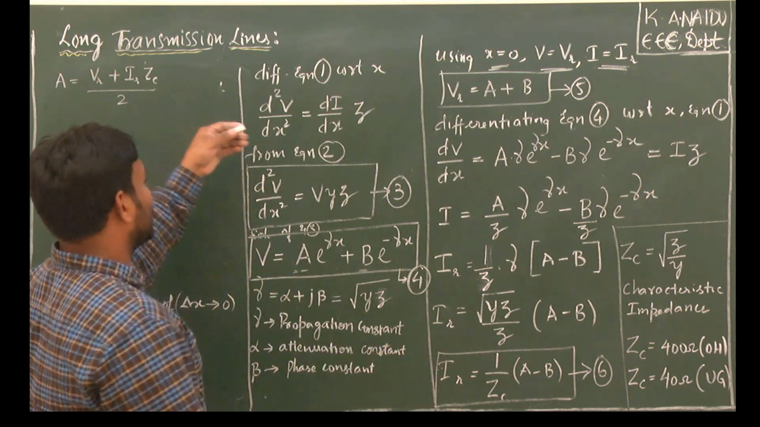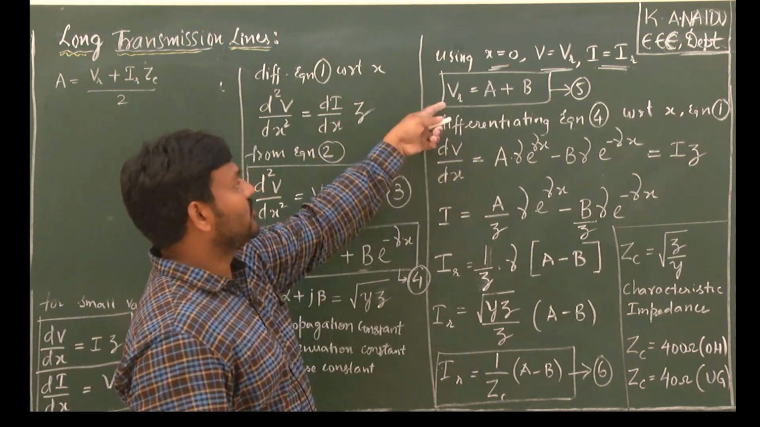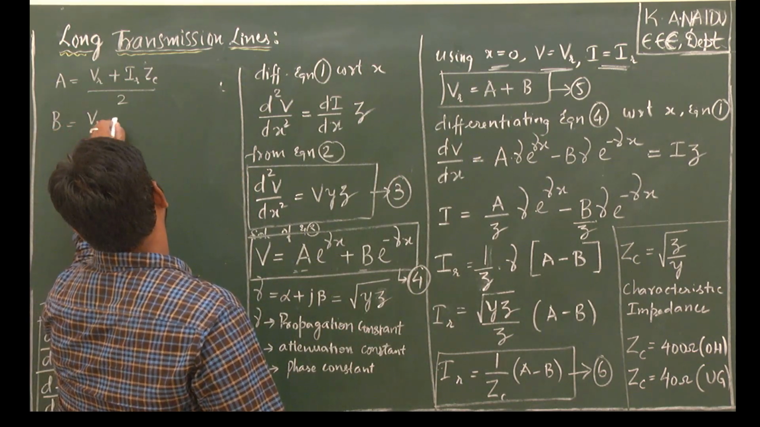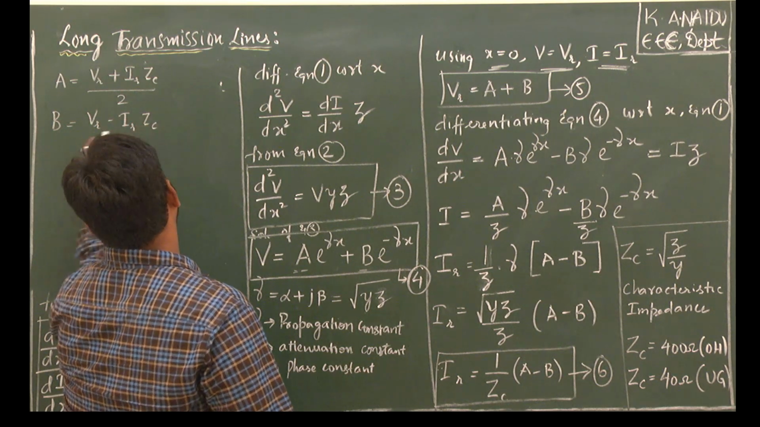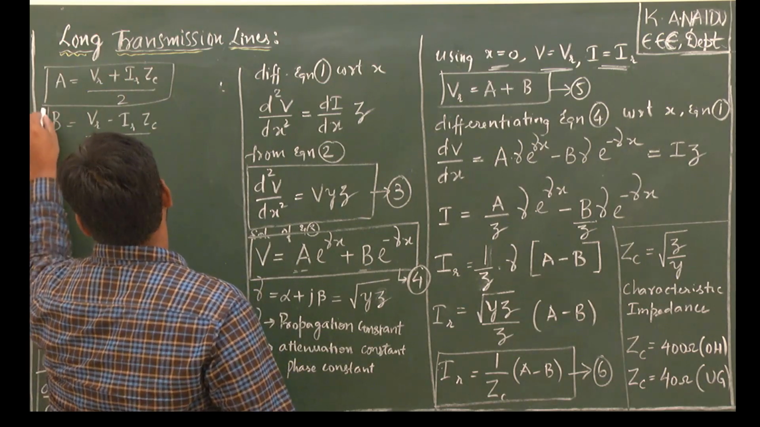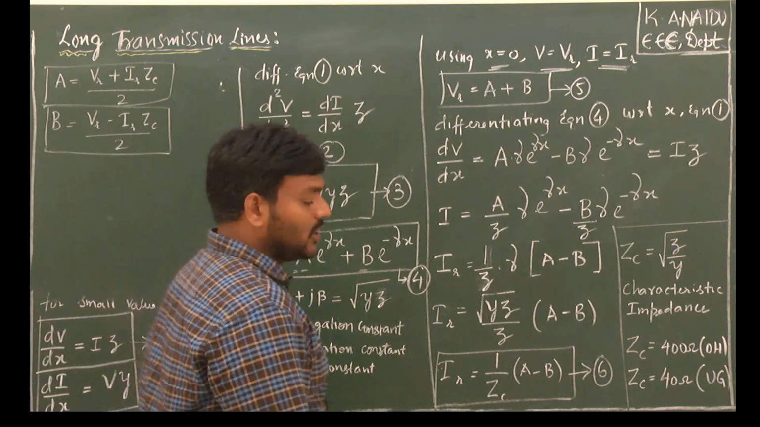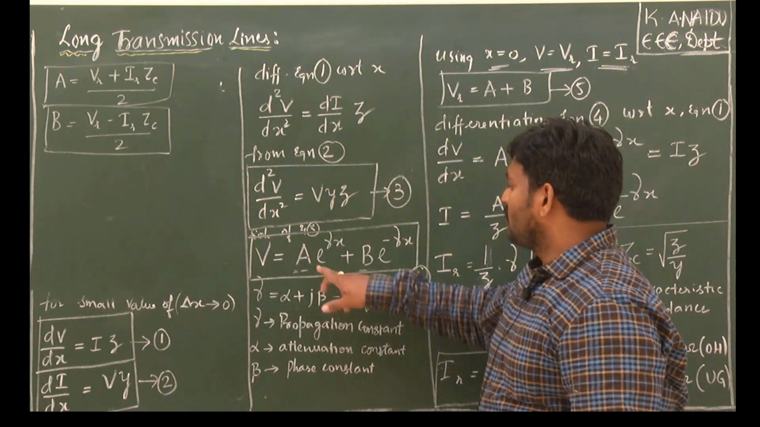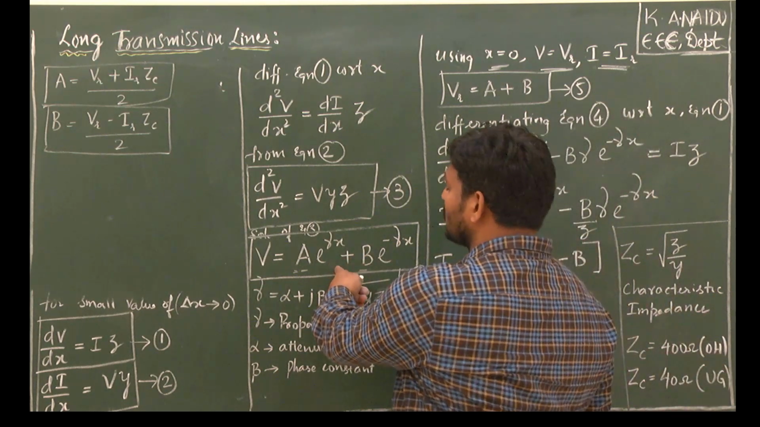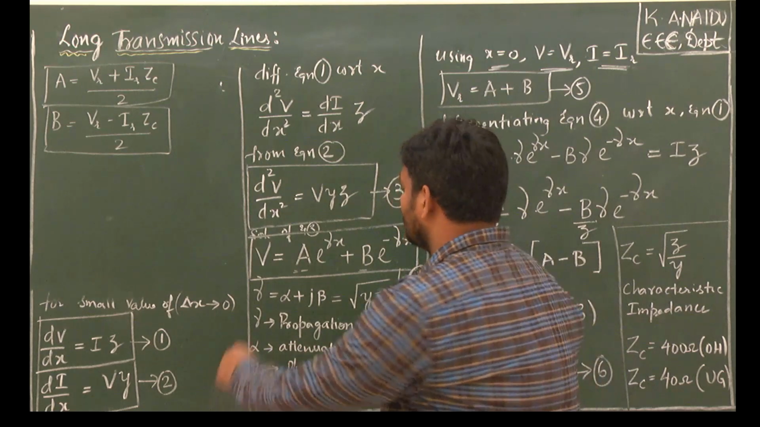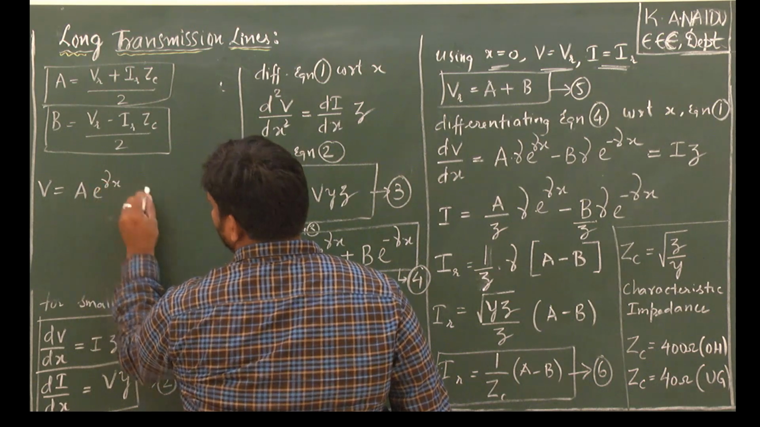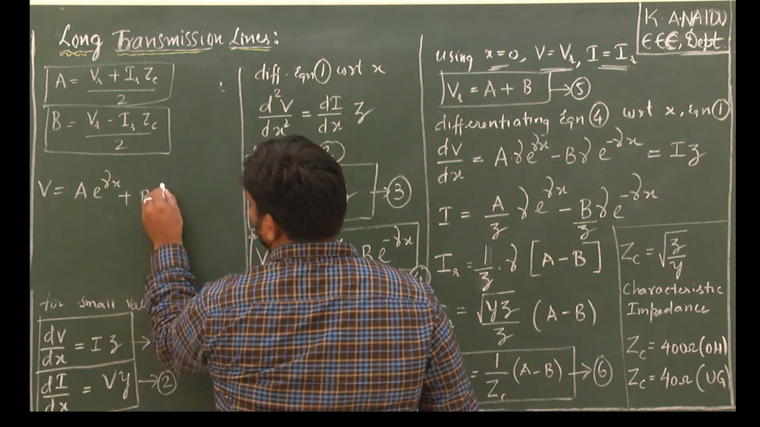And you will get B is equal to, you subtract equation 6 from equation 5, that is equation 5 minus equation 6, you will get B is equal to (VR minus IR ZC) upon 2. So this is the value of A and this is the value of B. Now you got A and B, you have to substitute the value of A and value of B in equation number 4. What is equation number 4? It is the general solution of the second order differential equation. Therefore, V is equal to A e power gamma x plus B e power minus gamma x.